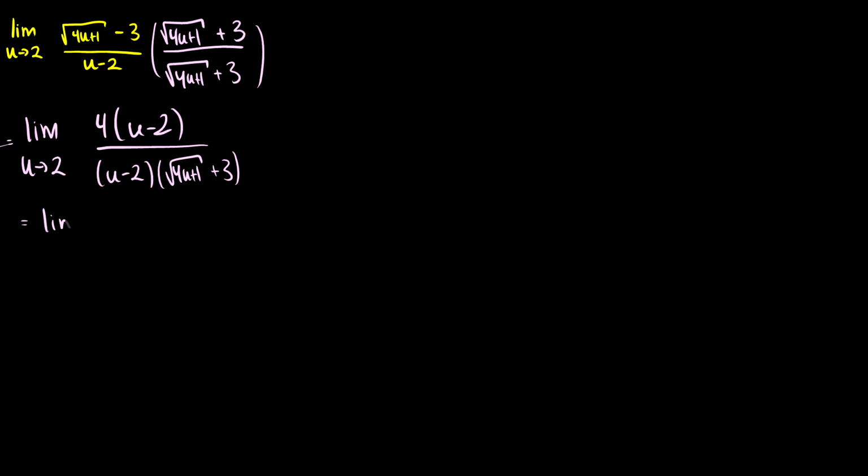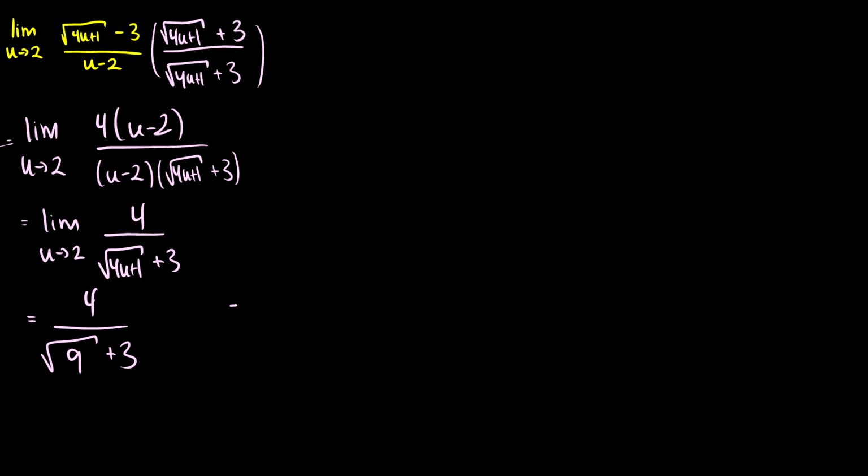So we're going to get the limit as u goes to 2 of 4 over the square root of 4u plus 1 plus 3. Now we can plug in u is equal to 2. So this will be 4 over the square root of 4 times 2, which is 8, plus 1, which is 9, plus 3. So this is just equal to 4 over 6, which is equal to 2/3. So the limit as u goes to 2 is going to be 2/3.